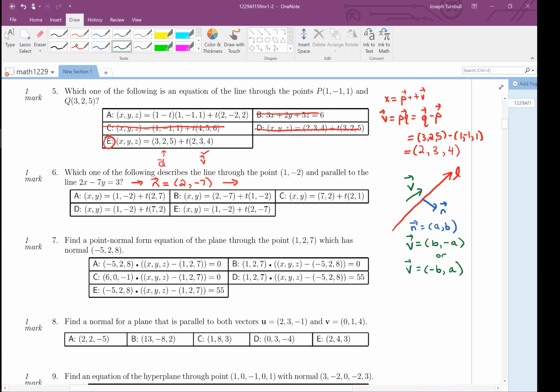Okay, so for this problem, I'm going to do the same thing. I'm going to switch a and b. So we have -7, 2, but we have to multiply one of them by a negative sign, and I multiply the -7 by a negative to make it positive. So 7, positive 2. So flip them, put a negative in front of one. So that's our direction vector, and we want to go through the point 1, 2.